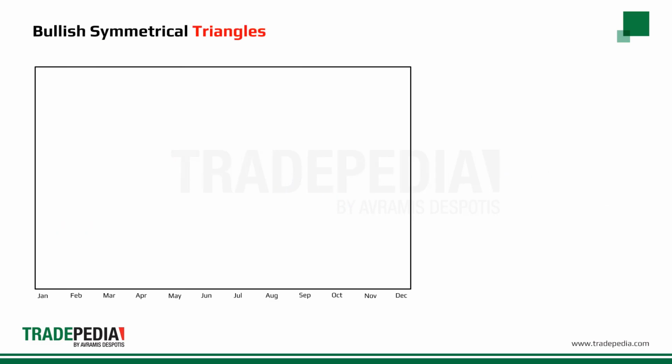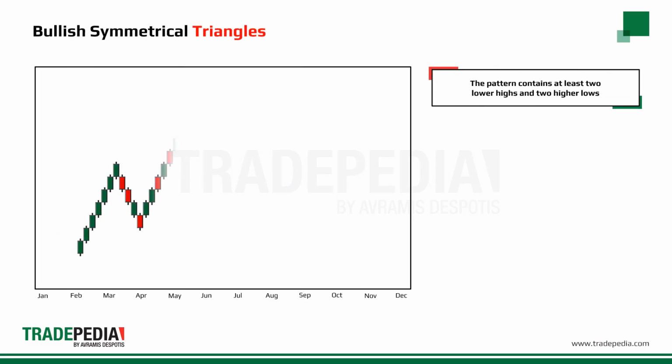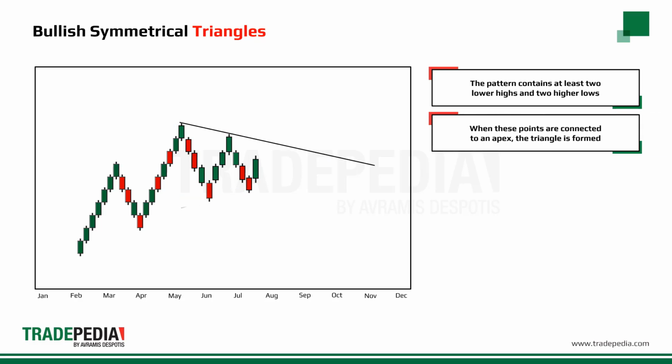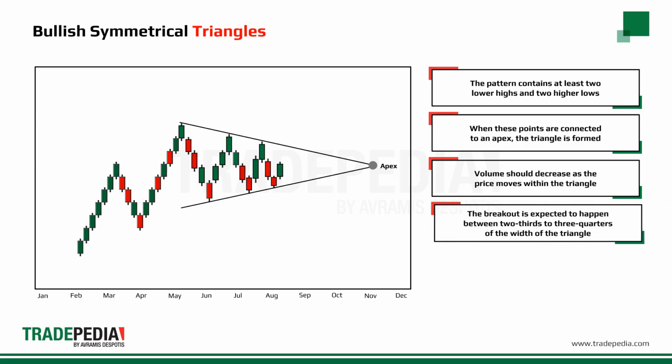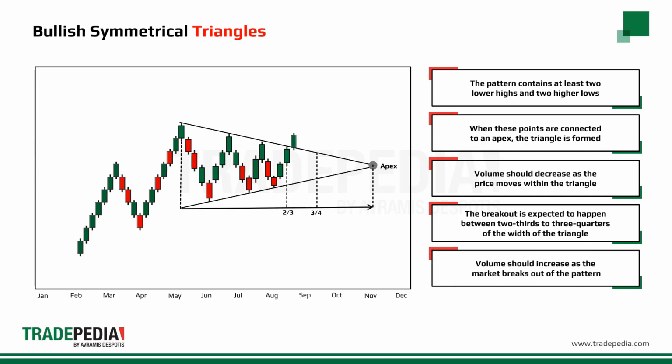In the case of bullish triangles, the pattern contains at least two lower highs and two higher lows. When these points are connected to an apex, the triangle is formed. Volume should decrease as the price moves within the triangle. The breakout is expected to happen between 2/3 to 3/4 of the width of the triangle. Volume should increase as the market breaks out of the pattern.